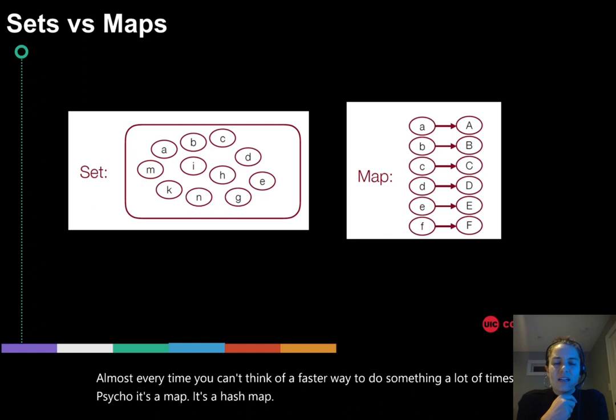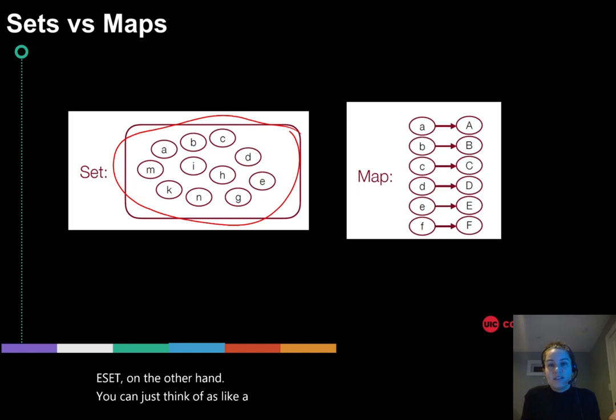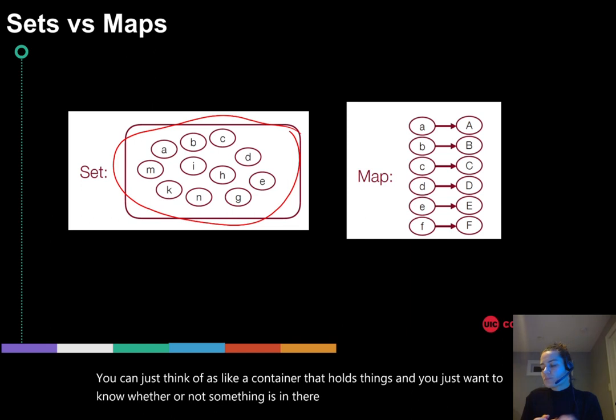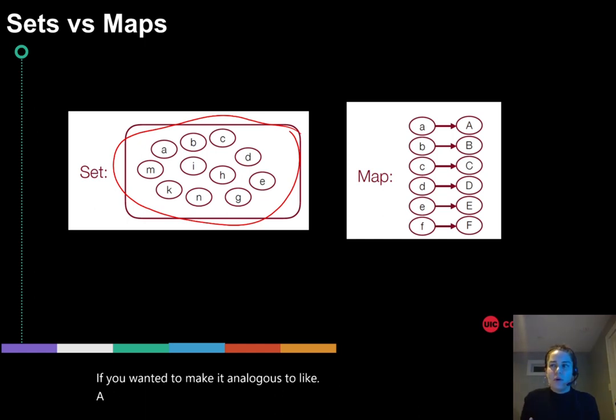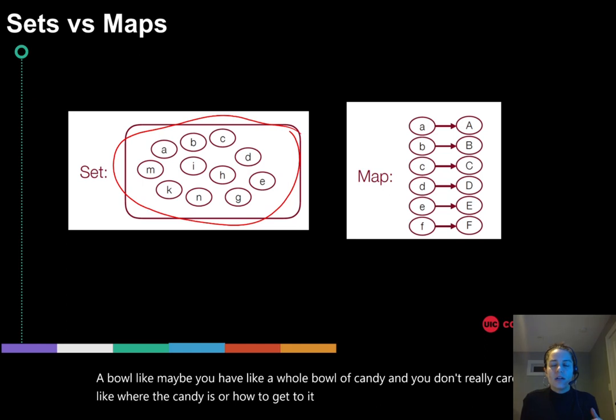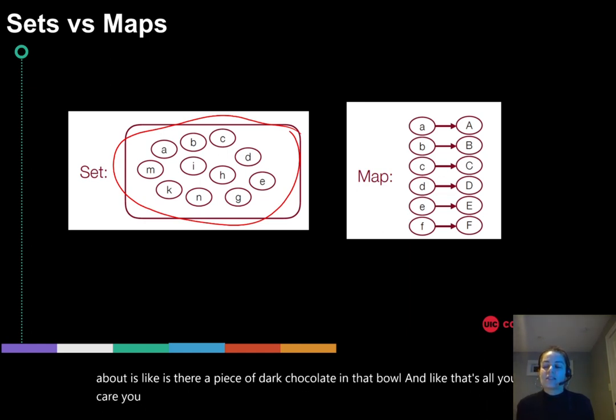A set, on the other hand, you can just think of as a container that holds things, and you just want to know whether or not something is in there. If you wanted to make it analogous to a bowl, maybe you have a whole bowl of candy and you don't care where the candy is or how to get to it or how many there are. All you care about is, is there a piece of dark chocolate in that bowl? You just want to know if it exists. That's the idea of a set.